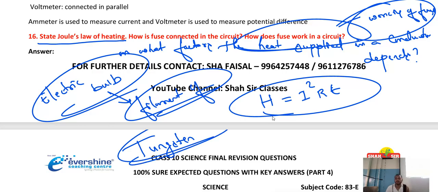Tungsten. Tungsten is an alloy which is used in the filament of an electric bulb. For the transmission of current from one place to another place, which metal do we use? Understood?